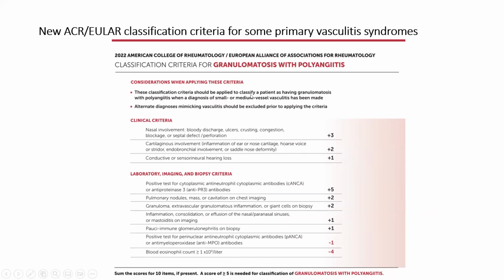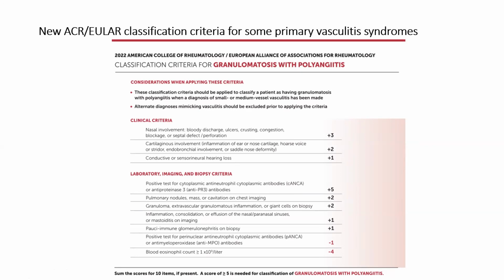So for all of them, as you will see, there are entry criteria that you need to satisfy. You should have made a diagnosis of small or medium vessel vasculitis before applying these criteria, so that you do not get false positives and you do not fall in the trap of overdiagnosing. Also, you should have ruled out any alternate diagnosis or other conditions that may mimic vasculitis. The criteria has 2 broad domains, your clinical criteria and then laboratory, imaging and biopsy criteria. And these have features that are weighted and you get a sum of it.